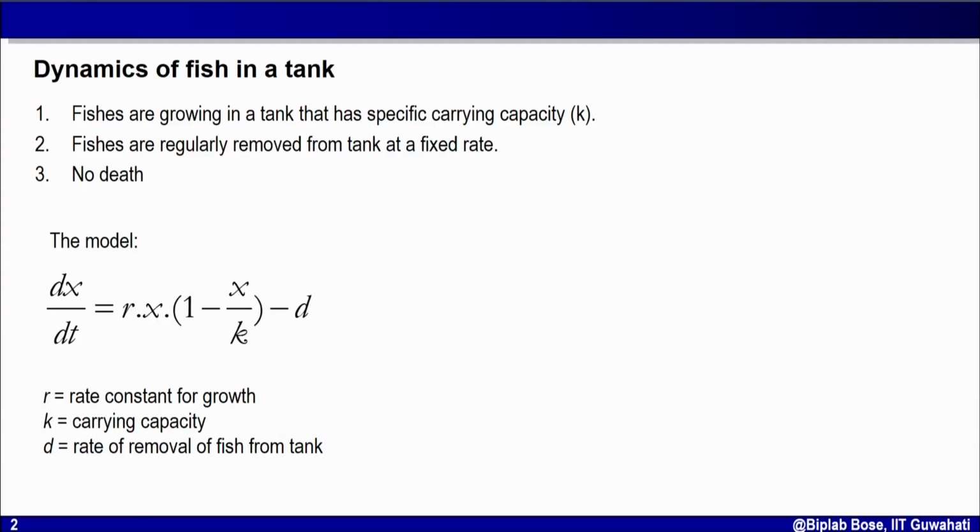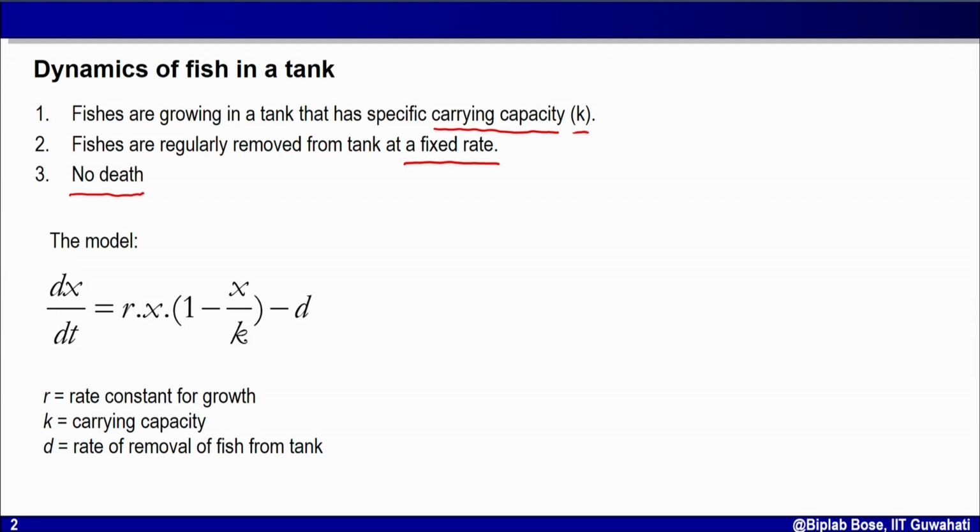So let us take a model first. Today I will discuss a model on the dynamics of fish in a tank. Suppose we are growing fish in a tank. Obviously that tank has a capacity of how many fish can be held there. So that means the fish are growing in a tank that has a carrying capacity. Let us call it K. Let us make another assumption that we want to sell the fish in the market. So we are regularly removing the fish from the tank at a fixed rate. And assume there is no death of the fish, lucky fish.